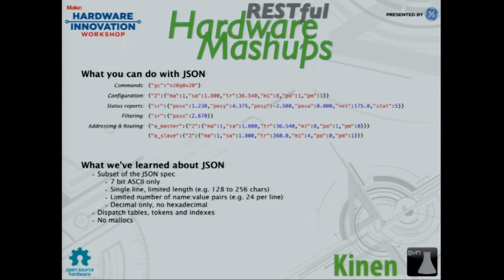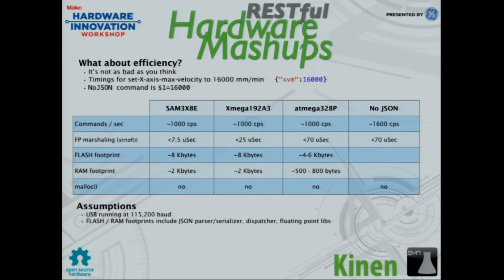We use a subset. We dumb it down. We use a subset of JSON. We only use these components of it. We don't use dynamic memory allocation.